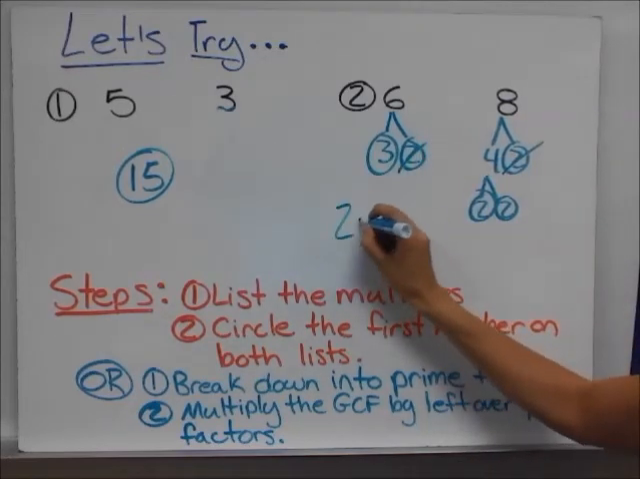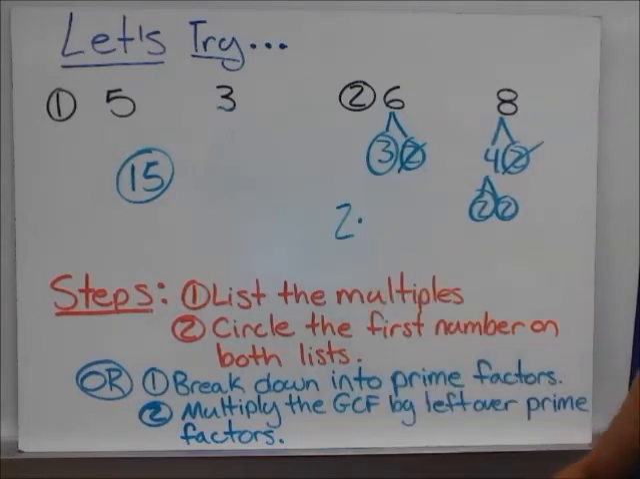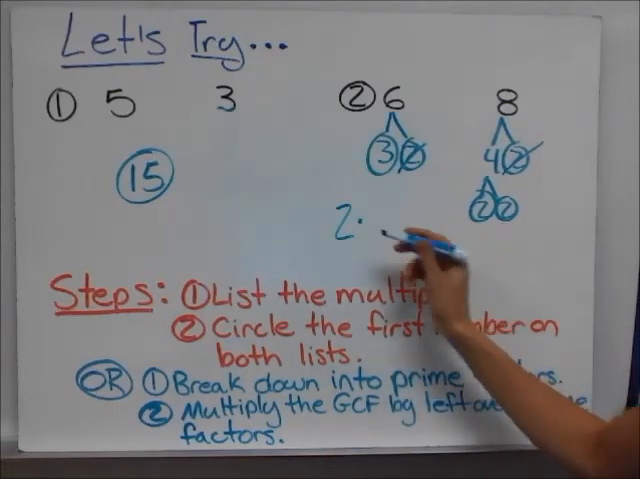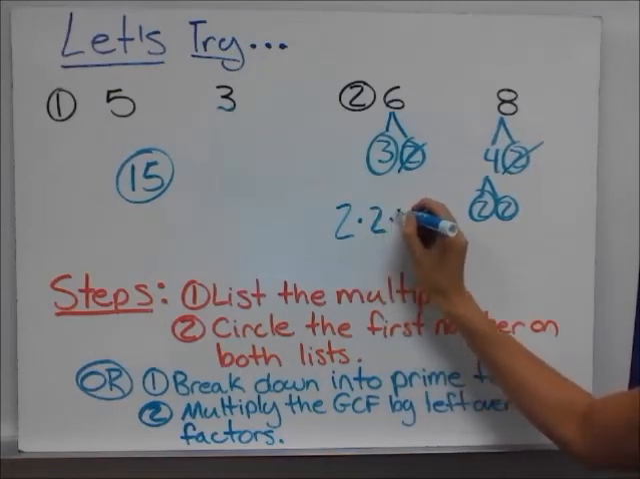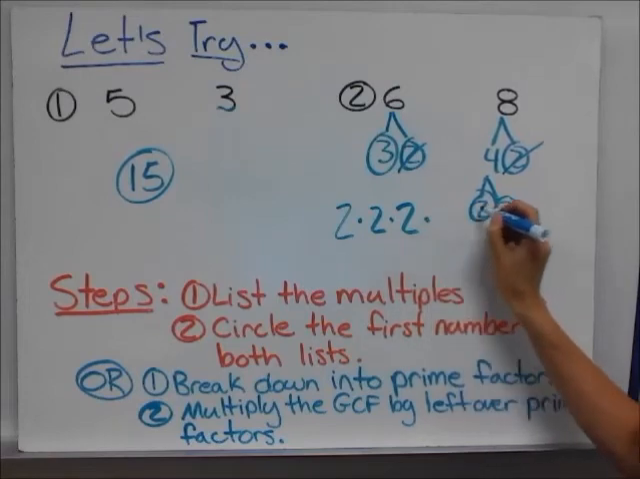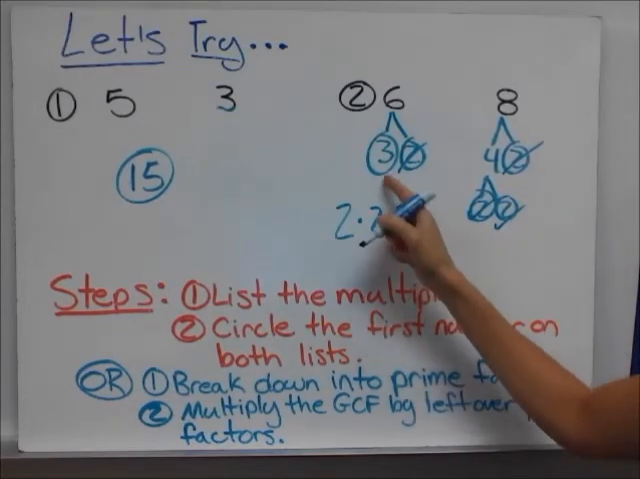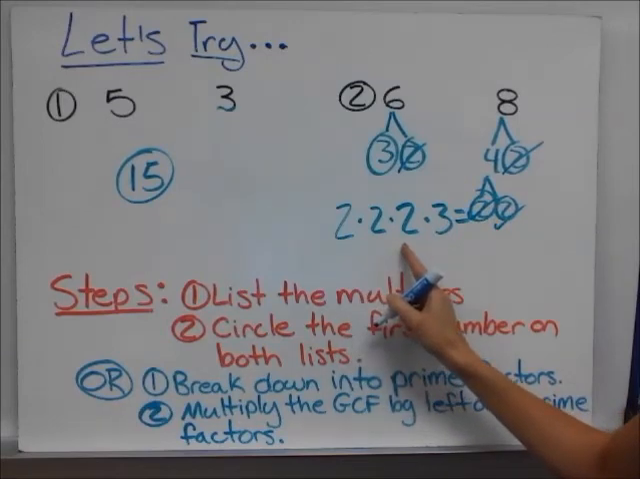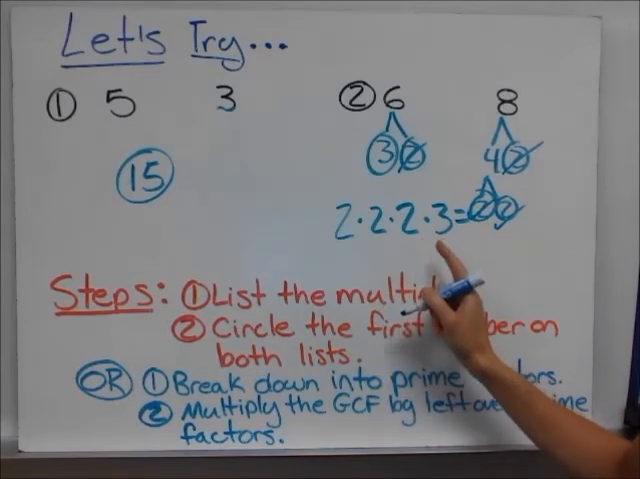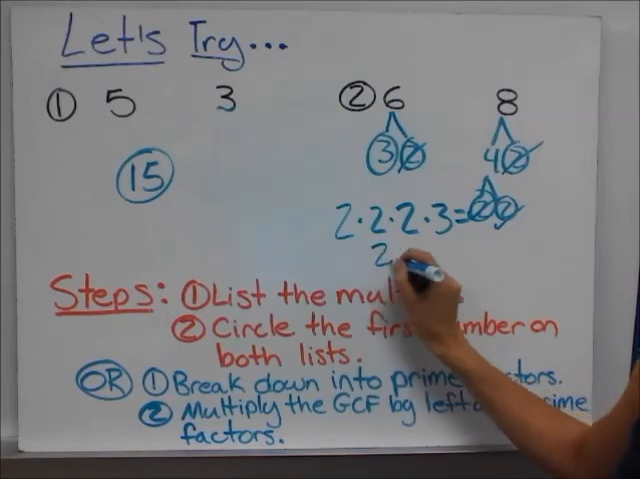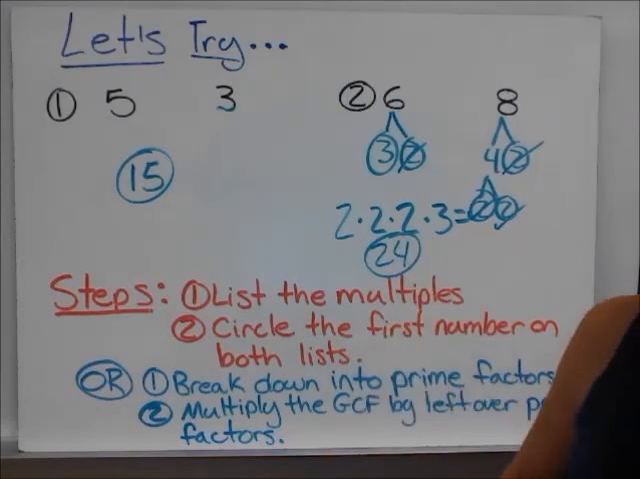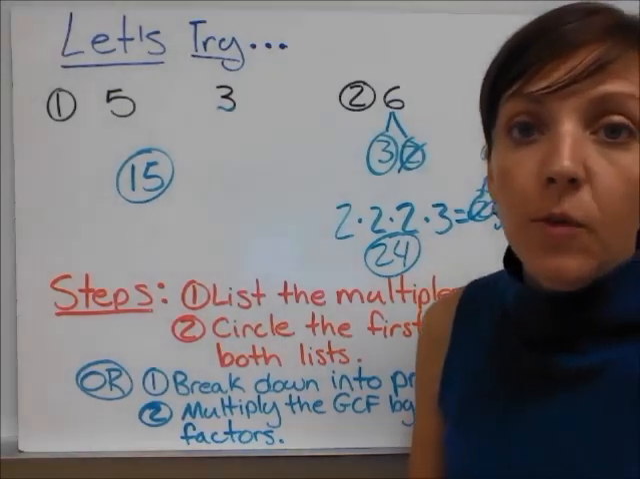So I write that down, and then I'm going to multiply that 2 by all the other prime numbers on the trees. So 2 times 2 times 2, that's that 2 and that one, times 3. 2 times 2 is 4, times 2 is 8, times 3 is 24. So the least common multiple of 6 and 8 is 24.